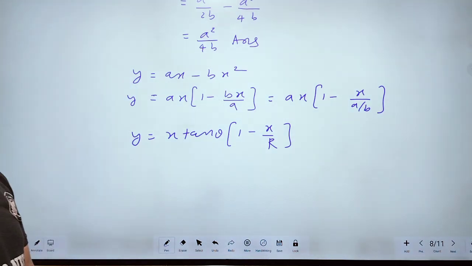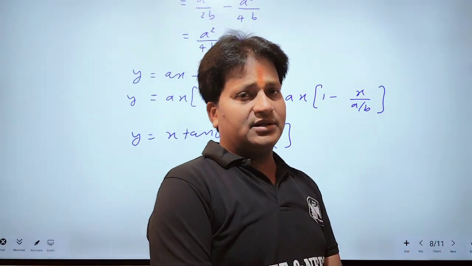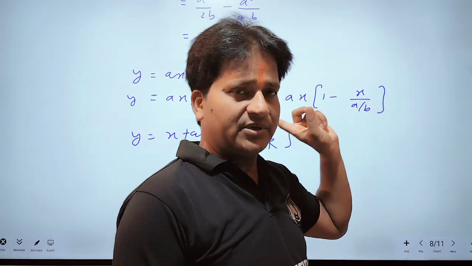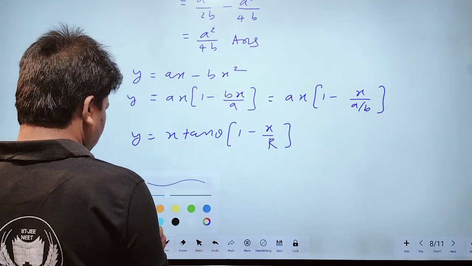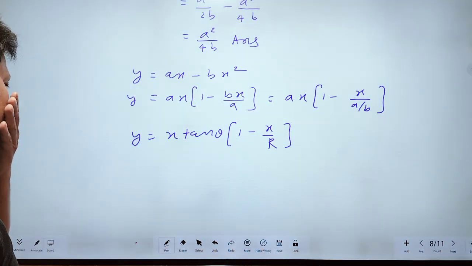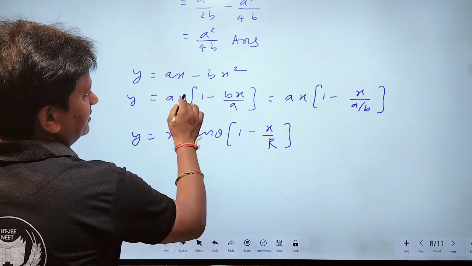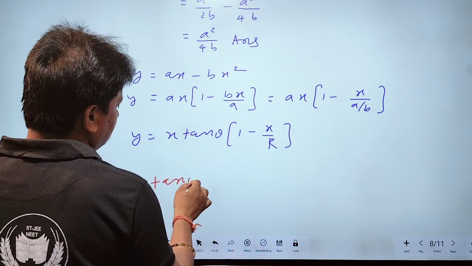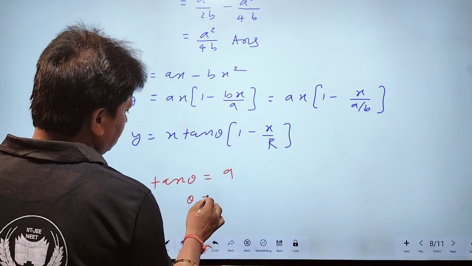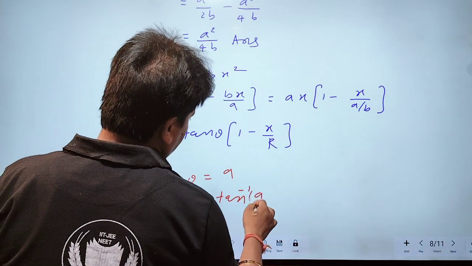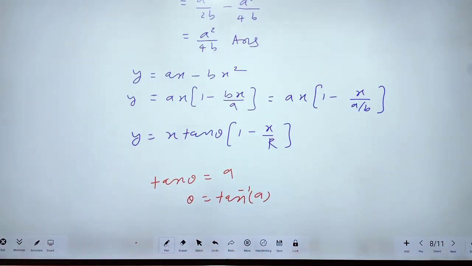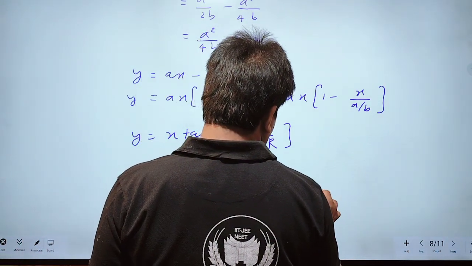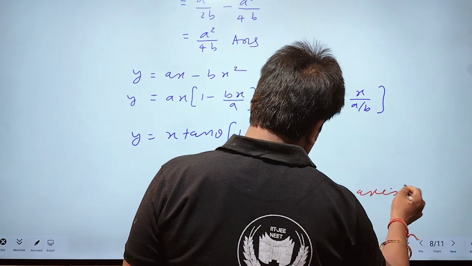If we have to find range, then this will be equal to the value of range. But we have to find angle of projection. Compare both equations. Here tan theta is equal to a. Therefore, theta is equal to tan inverse a. This is the angle of projection. This angle will be with the x-axis.